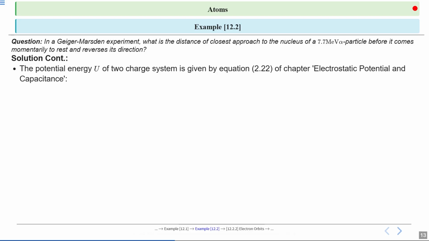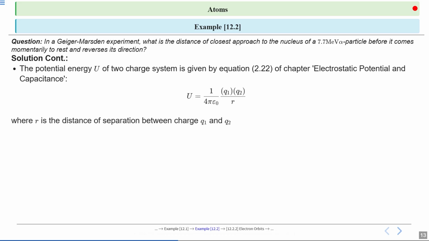So first, let's recall the concept of electric potential energy between two charges. The potential energy U tells us how much work is needed to bring two charges close together. This is a key concept in electrostatics. It's especially important when we talk about particles approaching a nucleus.